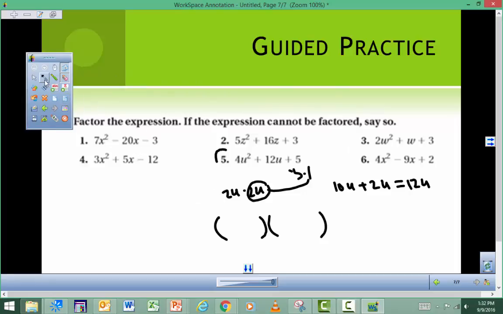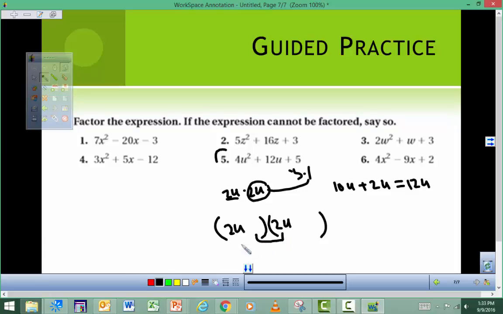So, again, these take the first and third slot. So we found the pair that goes here, 2u and 2u. Now, again, these two go together, and these two go together. In this particular problem, these are both 2u's, so it doesn't really matter which one goes with which, but remember, the 5 and the 1 have to be matched up here, and they're both positive. And so, the guess and check method, we're done. That's how we do the guess and check.